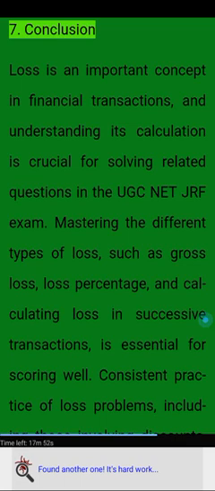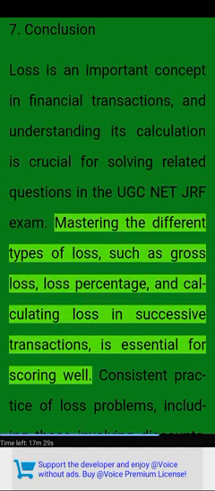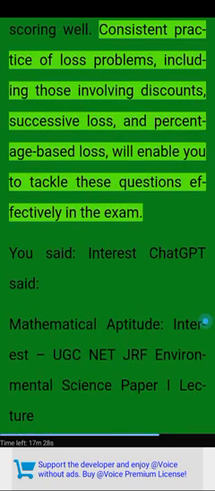7. Conclusion. Loss is an important concept in financial transactions, and understanding its calculation is crucial for solving related questions in the UGC NET JRF exam. Mastering the different types of loss, such as gross loss, loss percentage, and calculating loss in successive transactions, is essential for scoring well. Consistent practice of loss problems, including those involving discounts, successive loss, and percentage-based loss, will enable you to tackle these questions effectively in the exam.